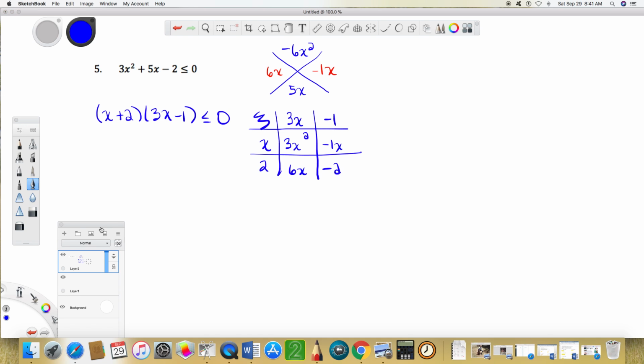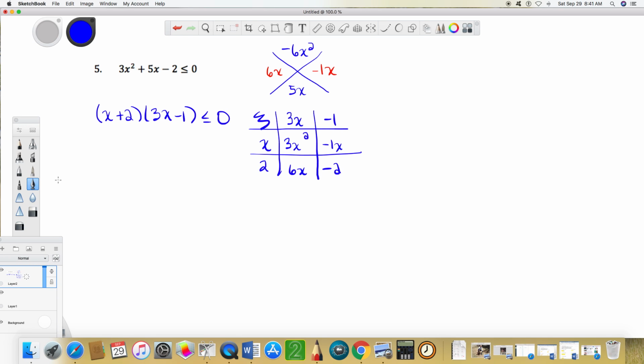If I set each individual factor equal to 0 and solve, that divides my number line into 3 regions that I'll label A, B, and C. X plus 2 gives us a negative 2. 3x minus 1 gives us a positive 1/3.